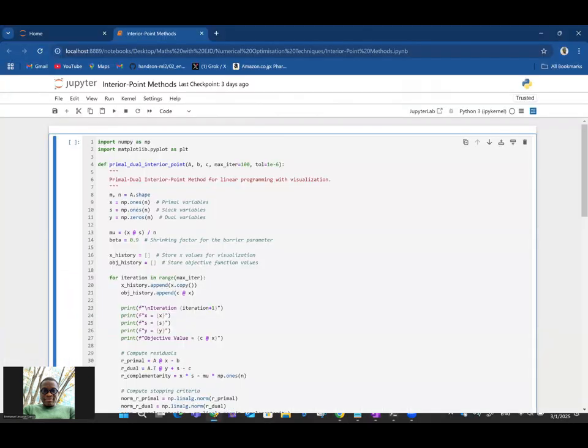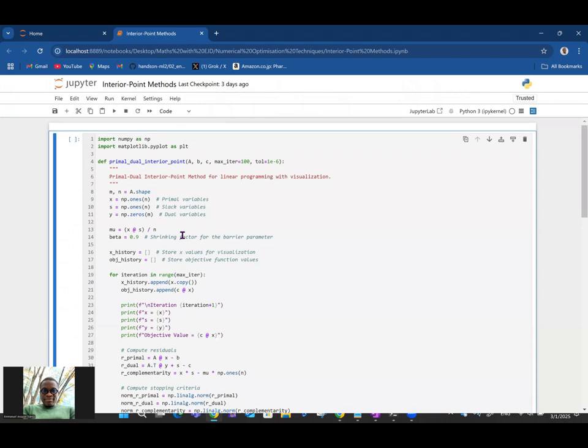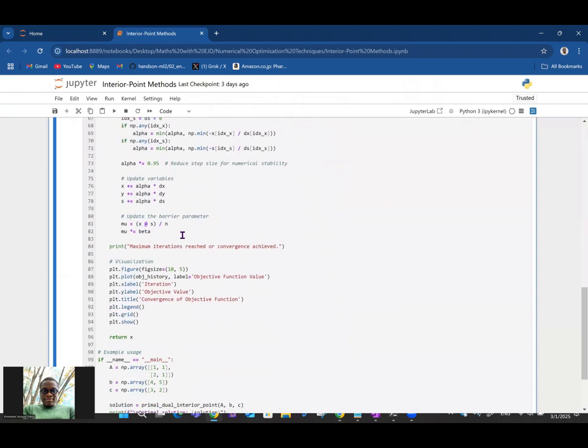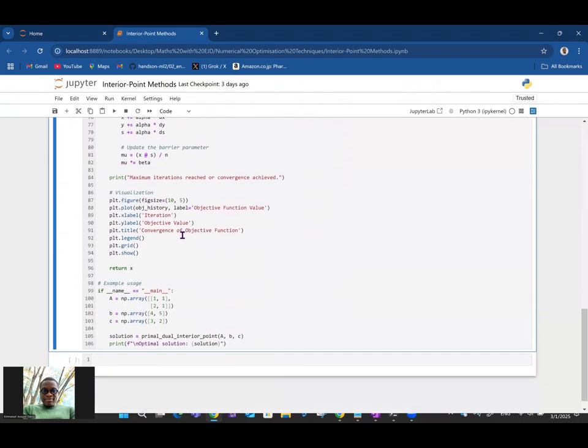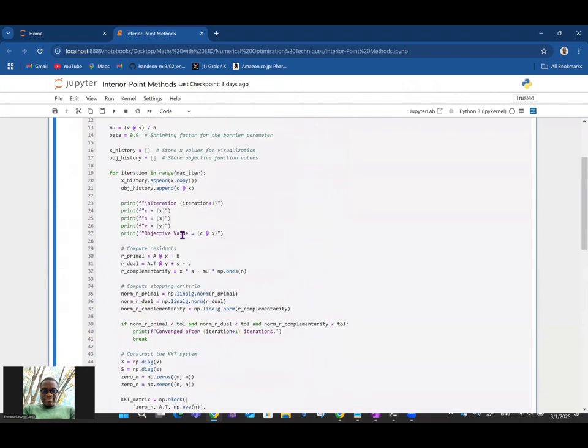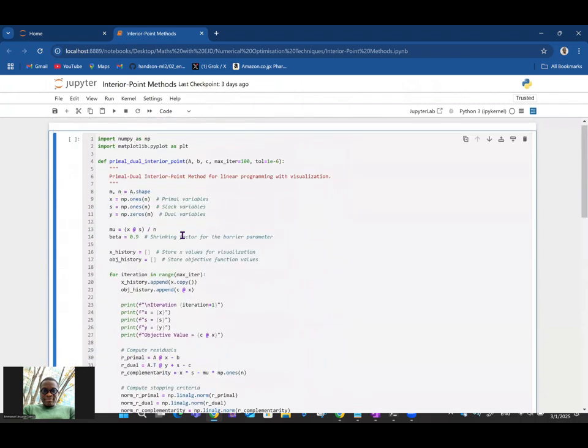So here it is. Here we are using numpy and matplotlib. You have a function defined from line 4 all the way down to line 96. What it is about is the primal-dual interior point method, which is one of the implementations of the interior point methods. So here you define the shape.